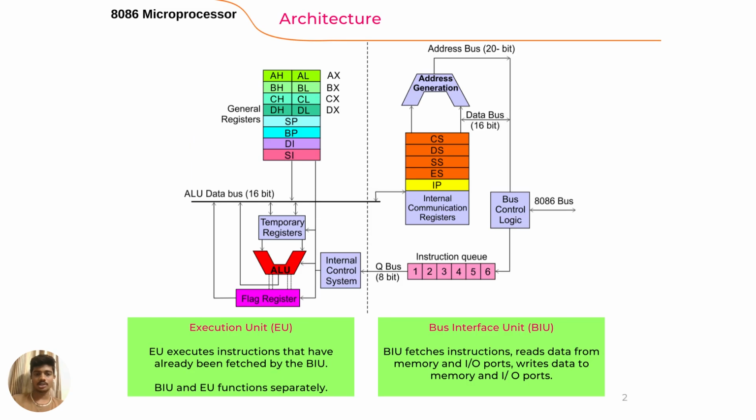My topic is 8086 architecture. Now it is basically divided into two types, EU and BIU. EU means execution unit and BIU means bus interface unit. Execution unit executes the instructions that have already been fetched by BIU, and BIU fetches instructions, reads data from memory and IO ports, writes data to memory and IO ports.